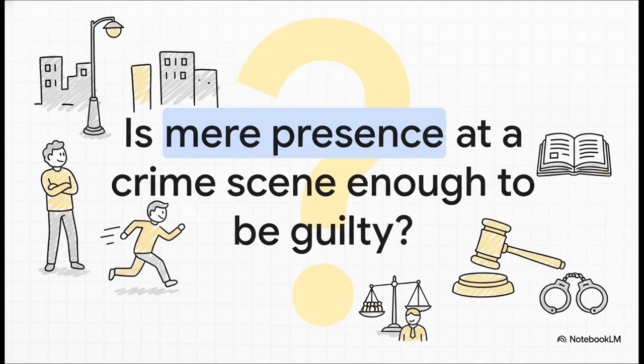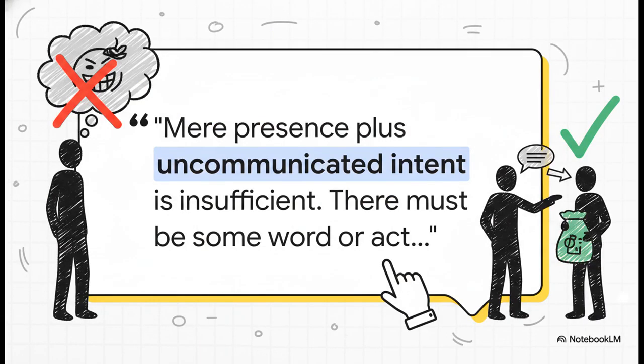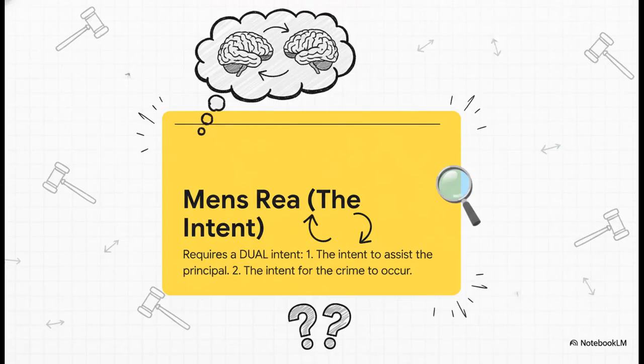Now, this raises a classic legal question. What if you're just standing on a street corner and you watch a crime happen? You don't help, you don't say a word, you just watch. Are you an accomplice? The law is very clear about this. And here is the answer, straight from a landmark Supreme Court case. Mere presence is not enough. Even if you're secretly hoping the criminal gets away with it, that uncommunicated intent is legally worthless. To be an accomplice, there has to be some word or act that actually helps or encourages the crime. You have to participate. Now for the second piece of the puzzle, the mental state or mens rea.